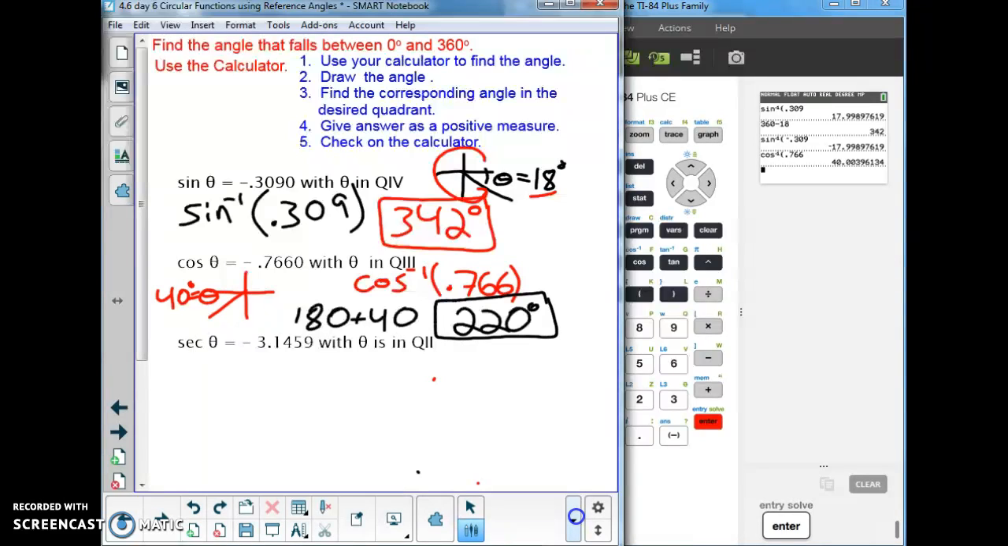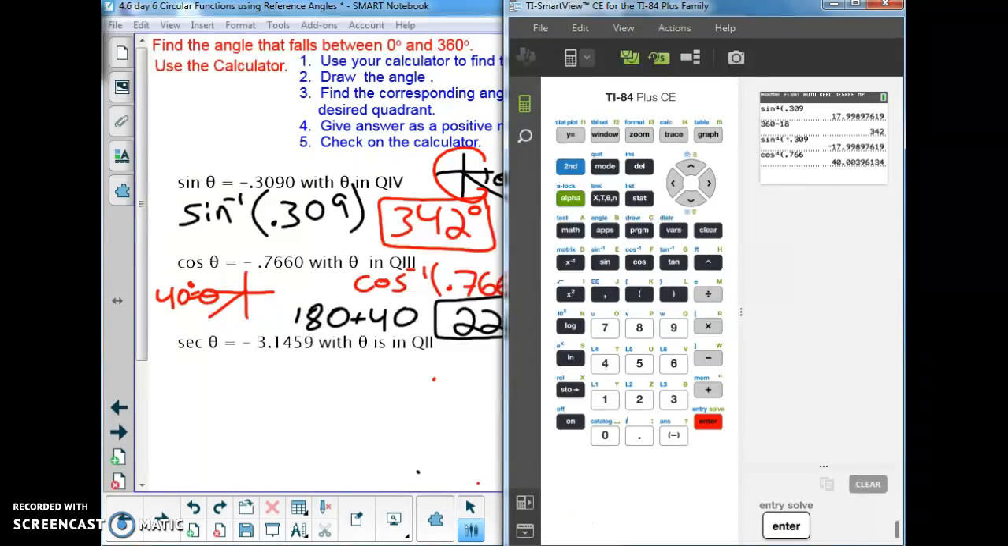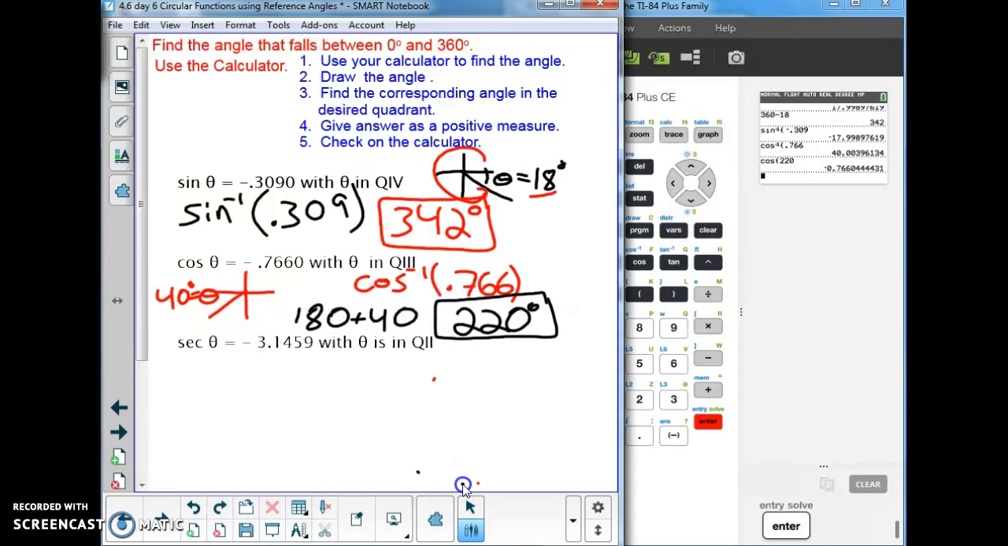That is the angle for which cosine would equal negative 0.7660 with my theta in quadrant 3. And if I really, really wanted to, I could always double check this by doing cosine of 220, making sure that I have degrees on. And bam, negative 0.7660. All right, last one is somewhat of a doozy, but not terribly bad.